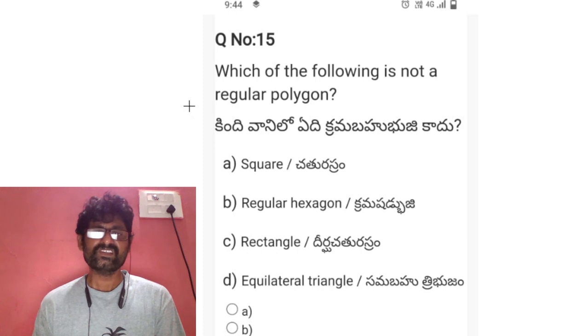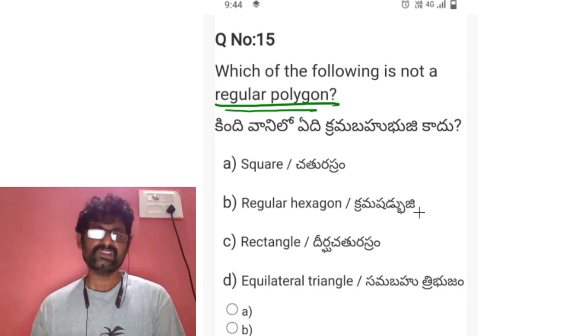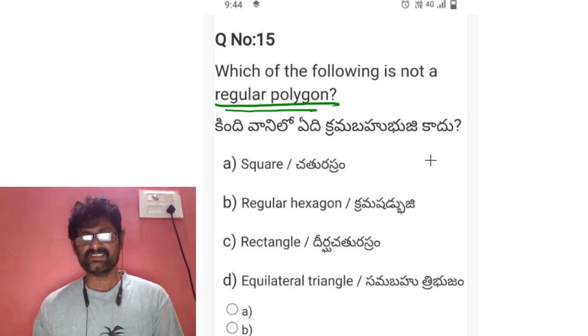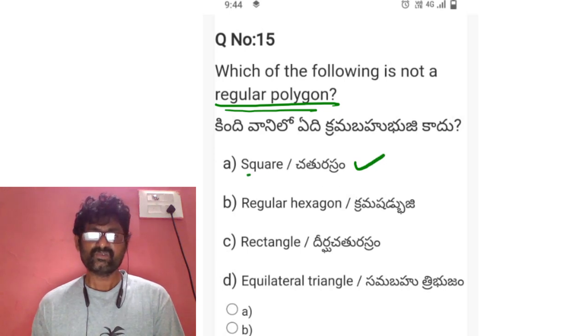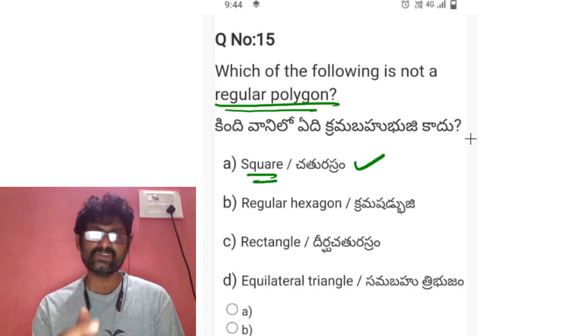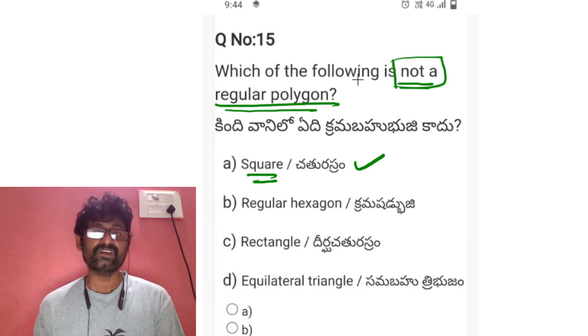Which of the following is not a regular polygon? What is a regular polygon first of all? A regular polygon is a polygon with equal sides and equal angles. Suppose we take the first option, square. A square has equal sides as well as equal angles, which are equal to 90 degrees. The question is which of the following is not a regular polygon. A square is a regular polygon, so this is not our option.